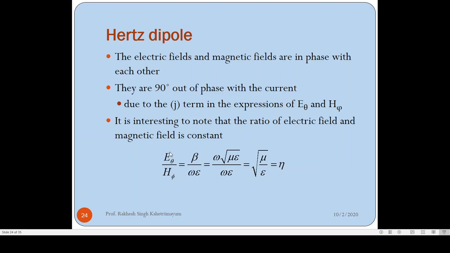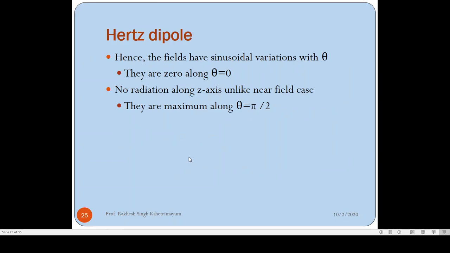So the ratio of the electric field in the far field and the magnetic field in the far field is equal to eta. Eta is the wave impedance for the medium. So if we have free space, eta will become 377 ohm. So electric field is a larger quantity, magnetic field is a smaller quantity.